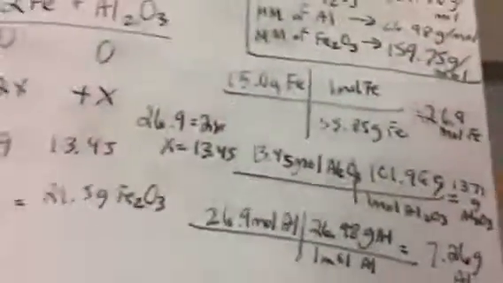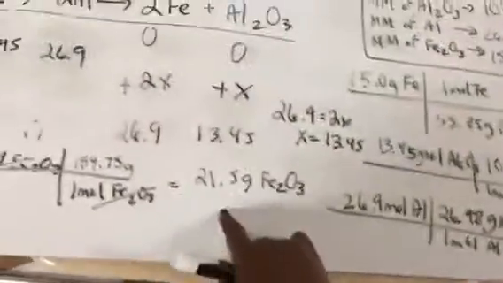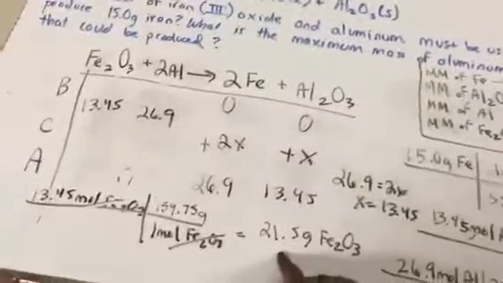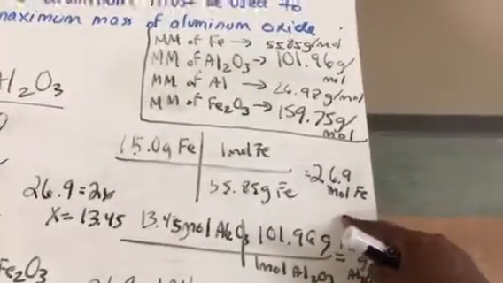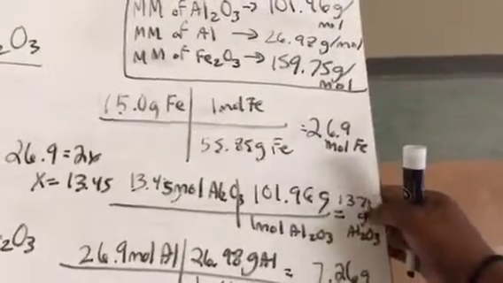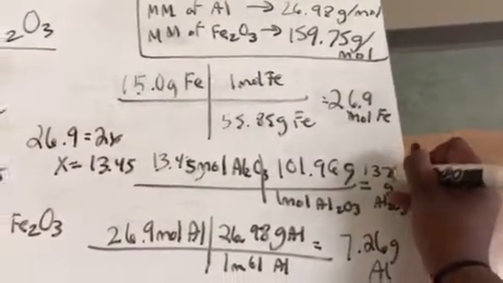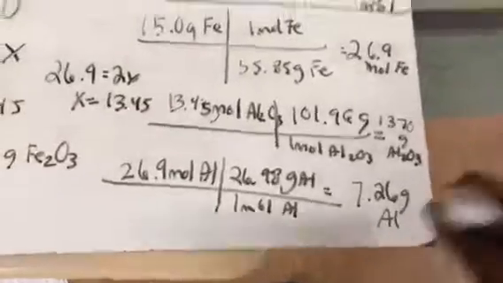Okay, let's check all our sig figs now. Okay, we have 3 sig figs here, which is good. All right, 3 here. Let's make that 1,370. And then we have 3 here, that's good.